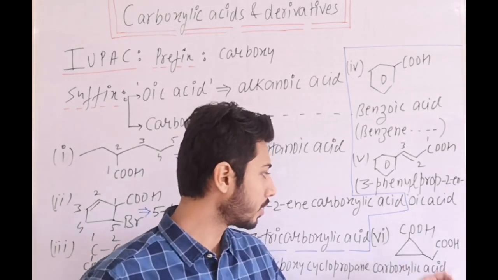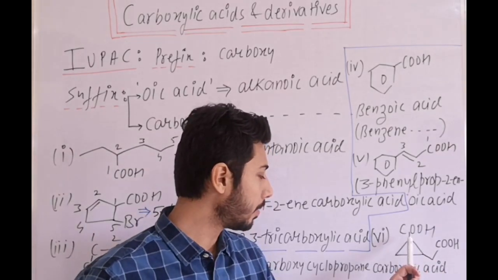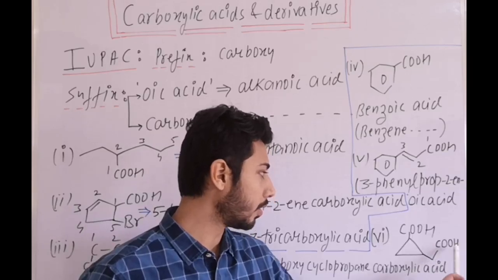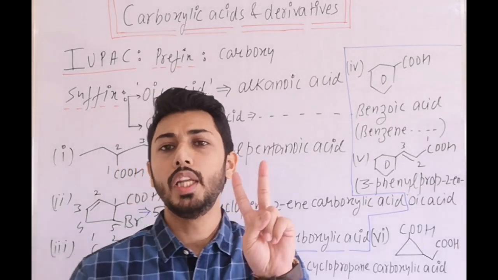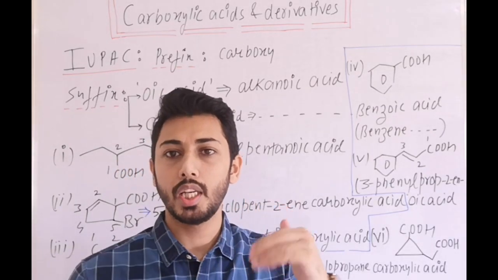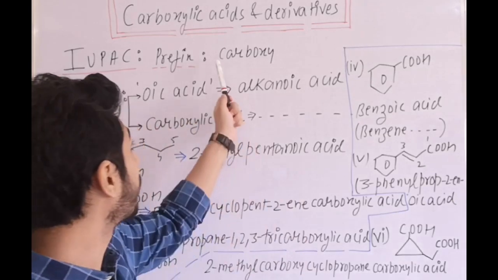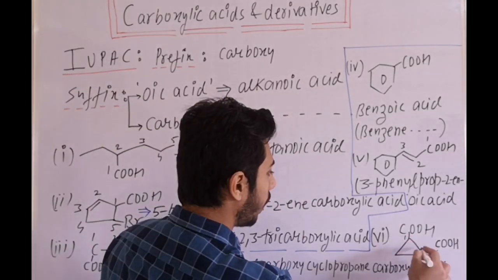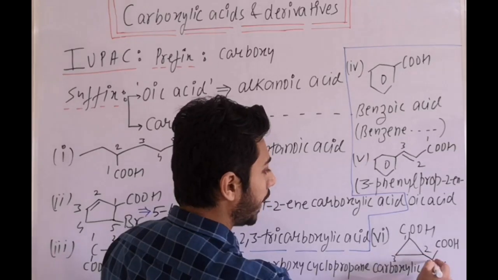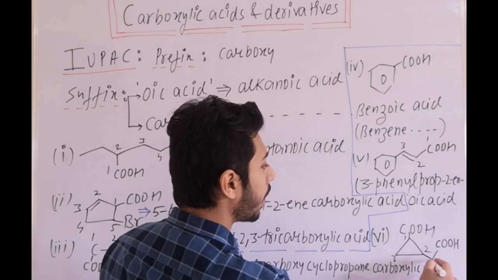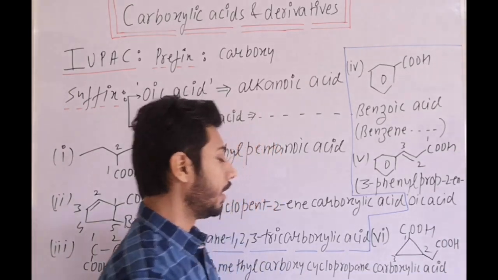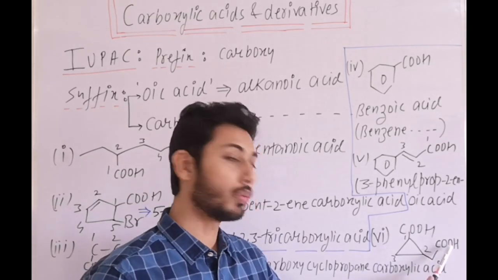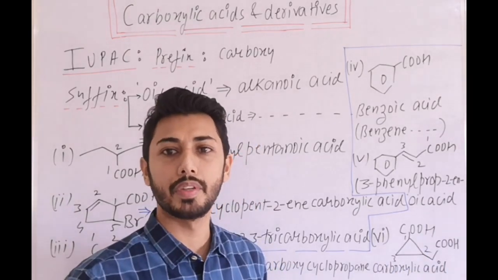Example number 6. In the sixth we have two carboxylic groups. One is directly attached to a 3-membered ring and the second is attached to a side chain, CH2 then COOH. Now out of these two, only one will be in the parent chain, the other has to be a prefix. That is the use of carboxy. Now in that case, the ring is of 3 carbons, 1, 2, 3, and the side chain contains one carbon, which is then attached to COOH. Therefore we select this ring as the parent chain, and this part, CH2 with COOH, becomes a prefix.